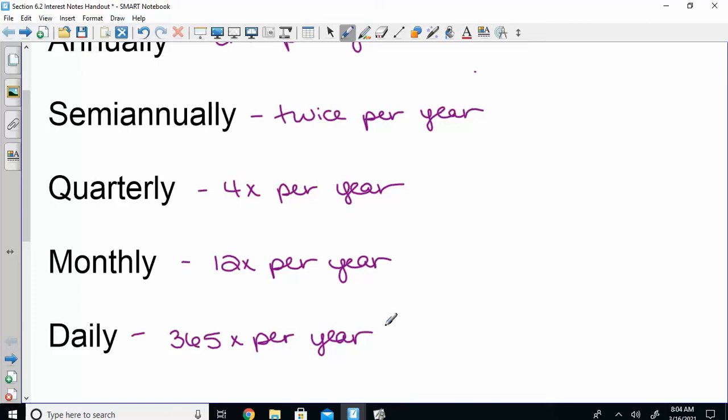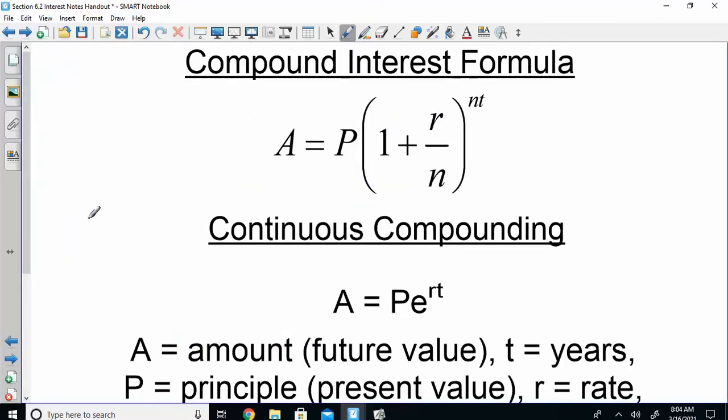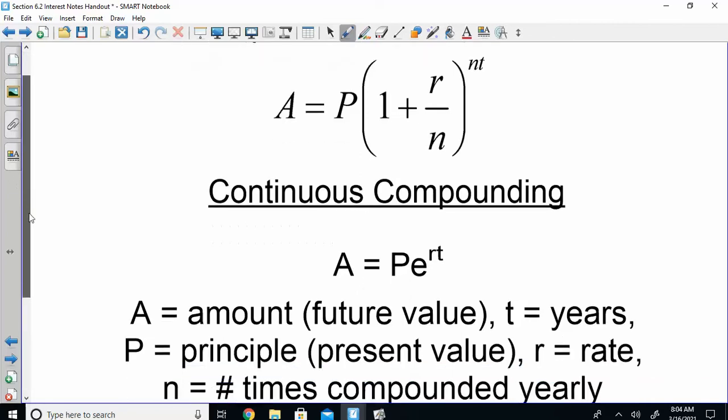We are talking about two different types of interest in this: compound and continuous interest. The formulas for these will be given to you on any test or quiz, but you have to know how to use them. I'll tell you the formula, but I'm not going to tell you what all the different variables stand for. You have to know that part. So regular compound interest: A equals P times (1 plus R over N) to the NT.